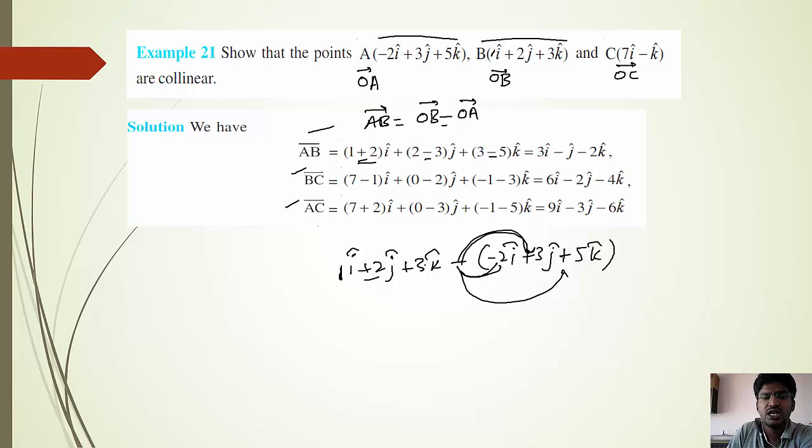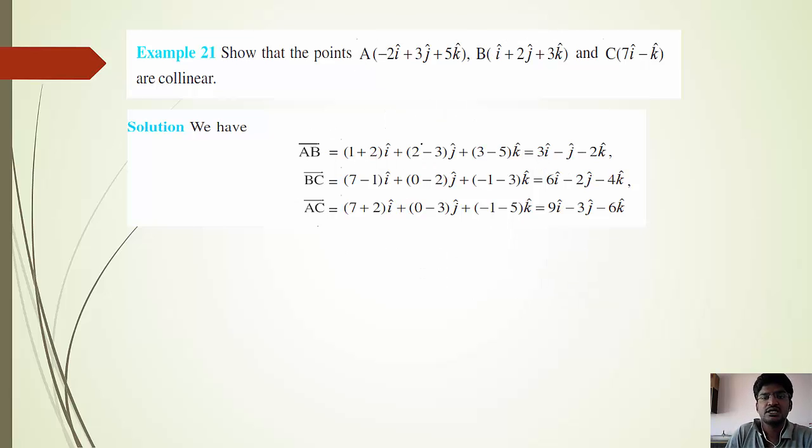Minus into plus will be minus. So plus 2 minus 3. Plus 2 minus 3. This is plus 3. Minus into plus will be minus. Plus 3 minus 5. Plus 3 minus 5. So this is 3, minus 1, minus 2. So 3i cap minus j cap minus 2k cap. Clear? In the same way, we have to solve the next things.